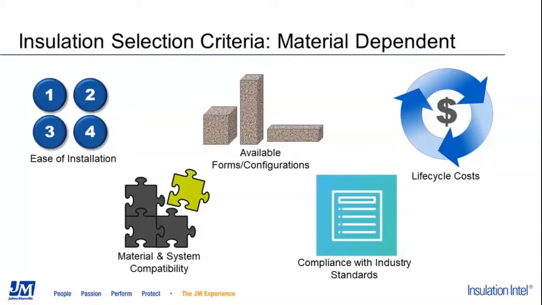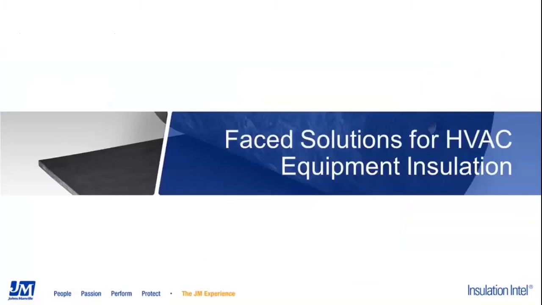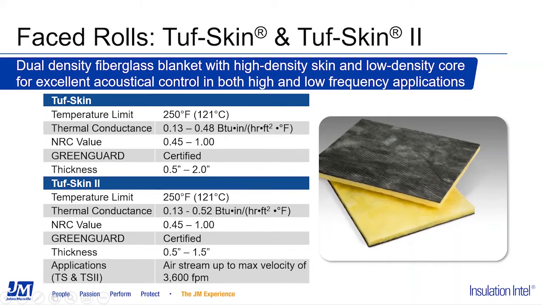So let's take a look at product solutions, starting with face products for HVAC. Face products are really designed for applications in the airstream. Let's start off with products called ToughSkin and ToughSkin 2. These are unique products in the marketplace, really unicorns. They're a best-in-class product. No one else produces a dual-density composite with high-density skin and a low-density core with excellent acoustical control in both high and low frequency applications.